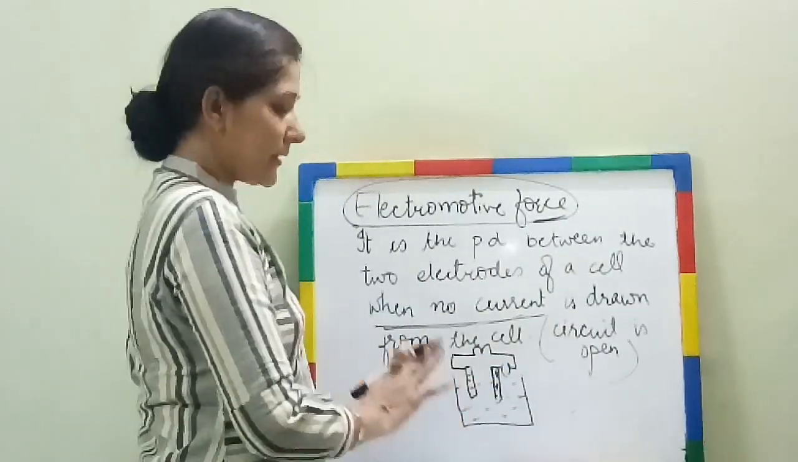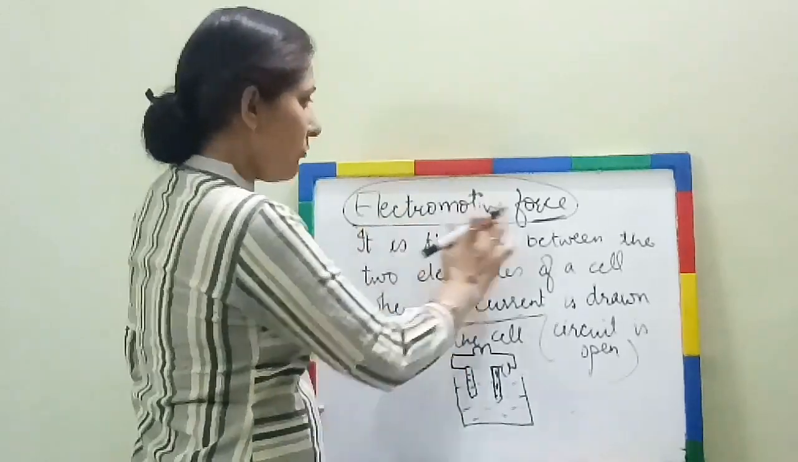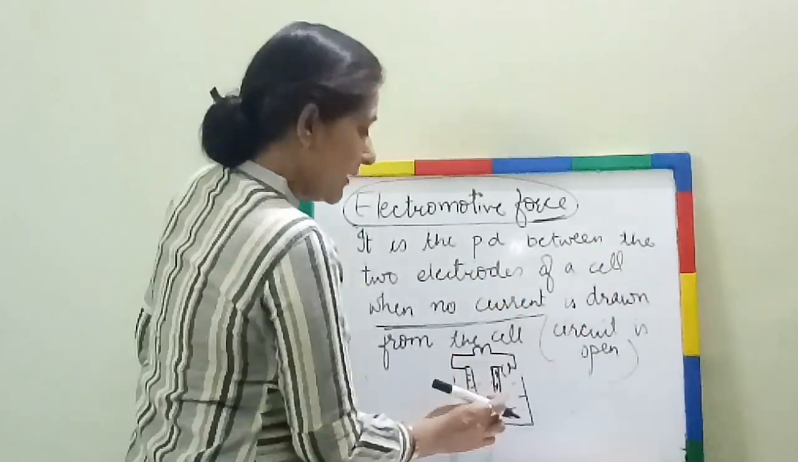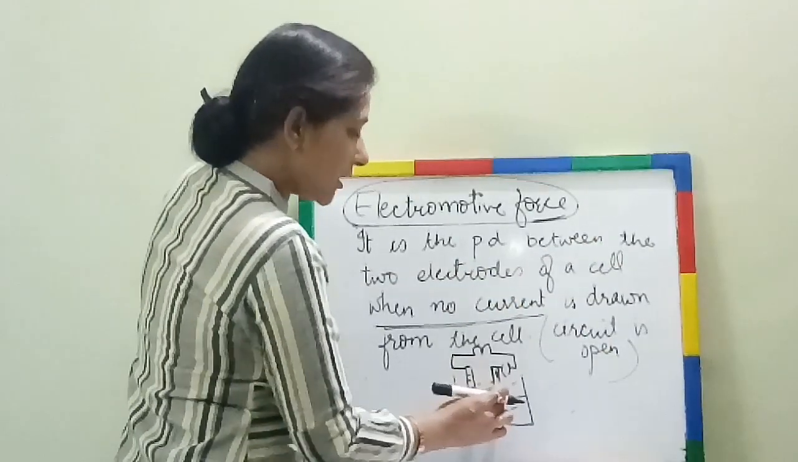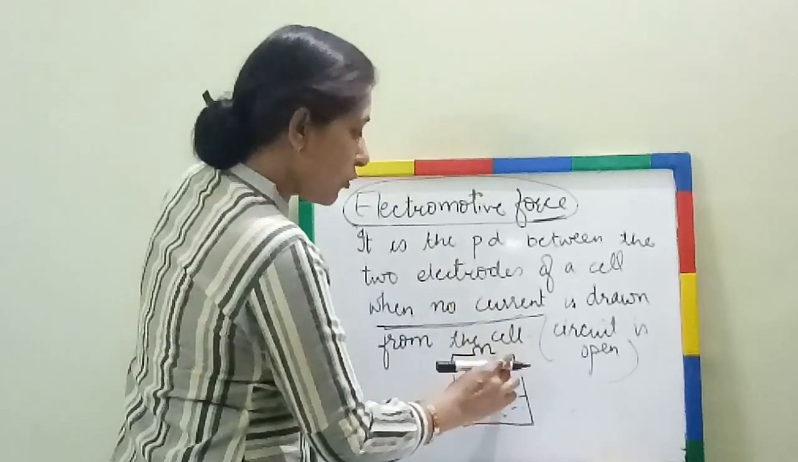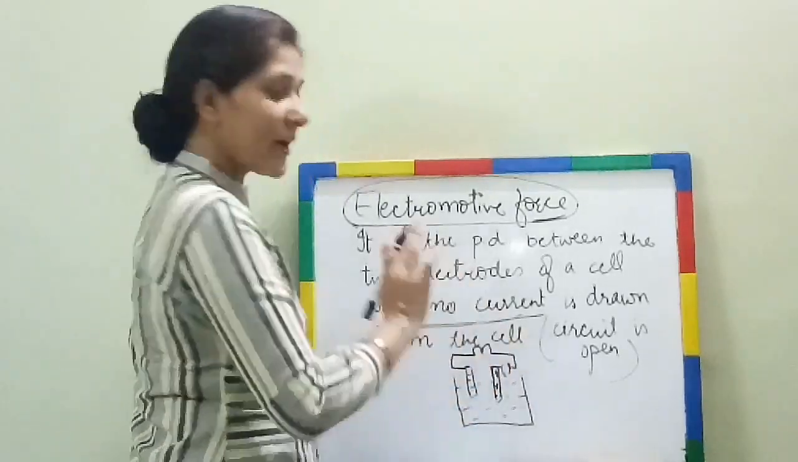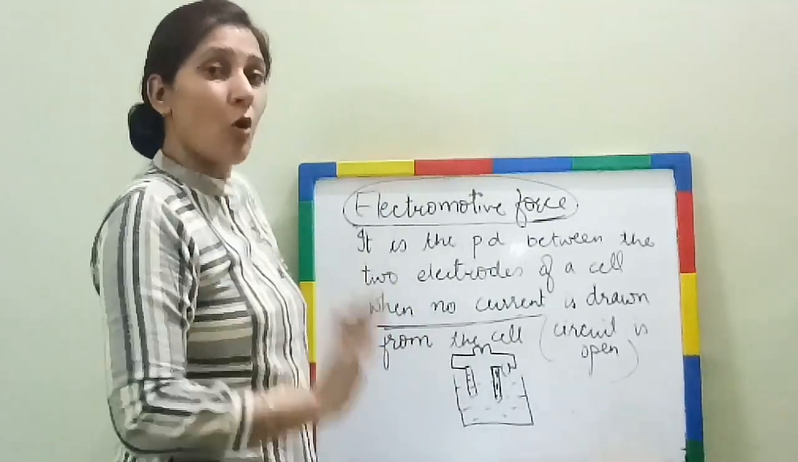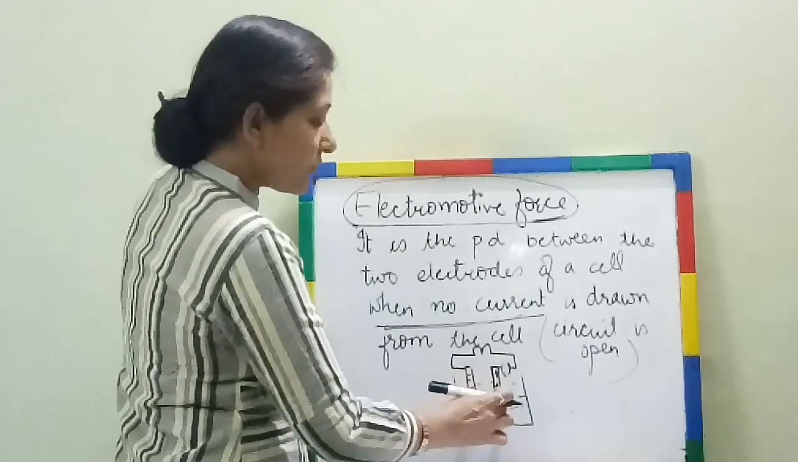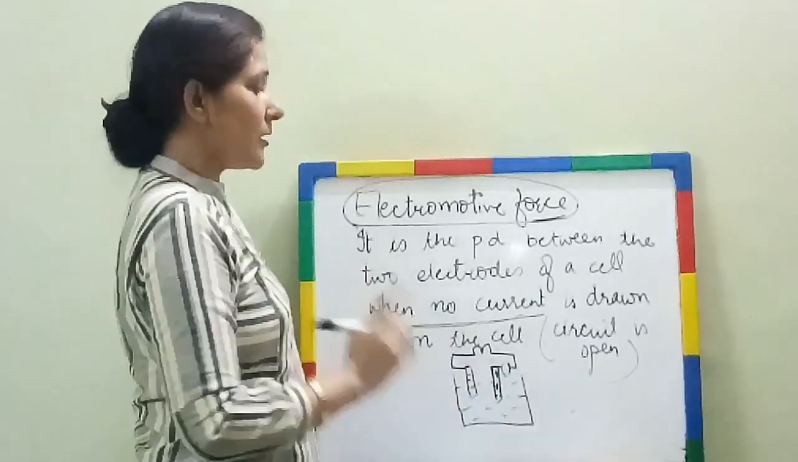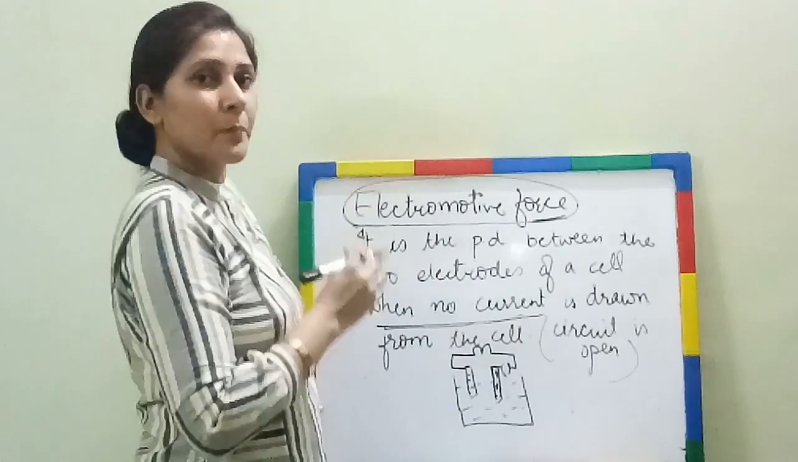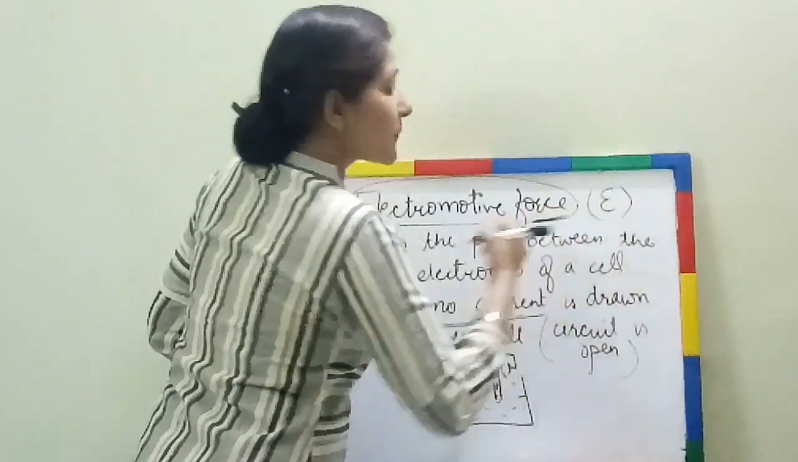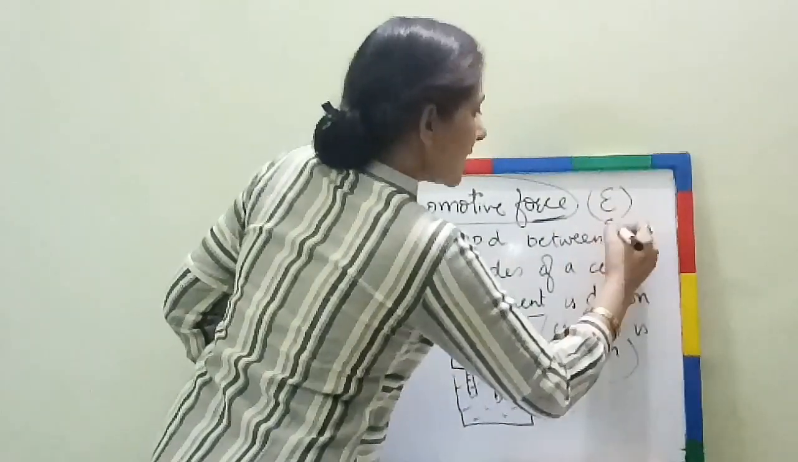For now, you need to remember that electromotive force is the potential difference between the two electrodes of a cell. These are the two electrodes of a cell. The potential difference between these two when no current is drawn from the cell, when no device is working with it, when the cell is not in use, when the circuit is open. In that situation, the potential difference between the two electrodes of the cell is called electromotive force. This electromotive force is represented by this symbol that is known as epsilon.